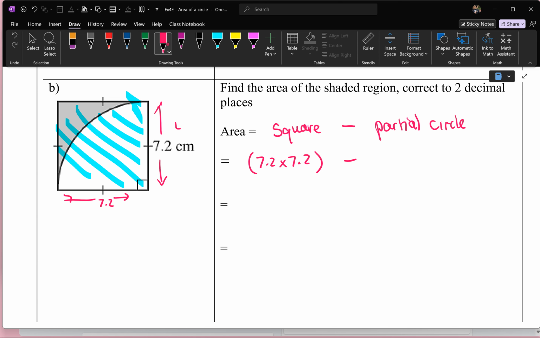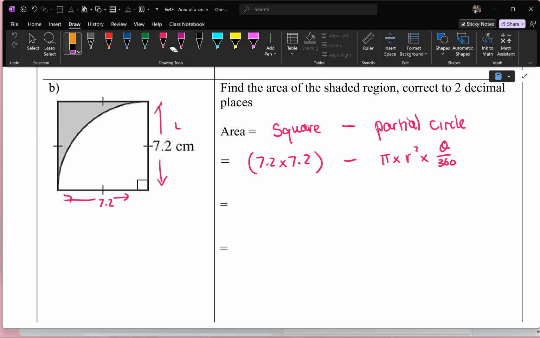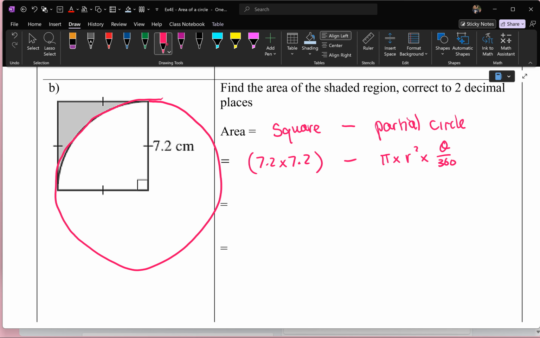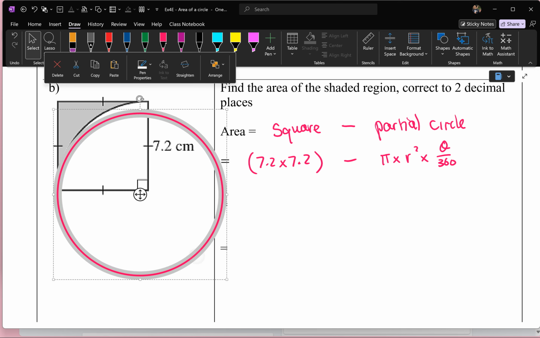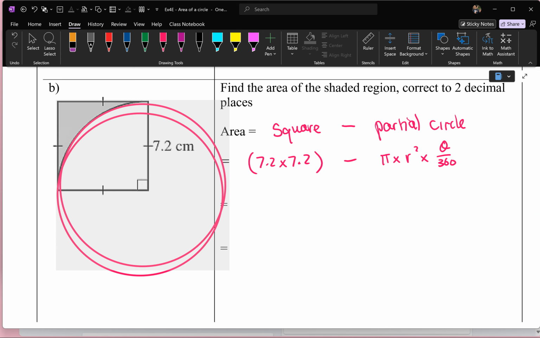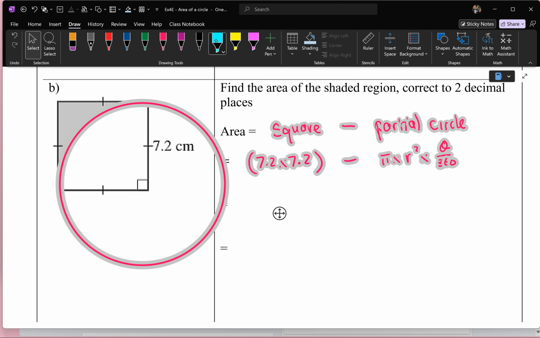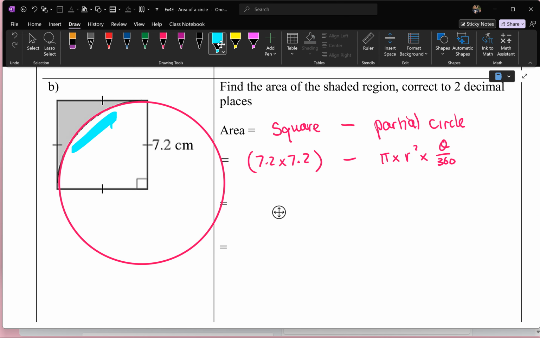So minus, now the formula for a partial circle, we know again, it's pi times radius squared times theta out of 360. Looking at this shape here, I'm going to focus on this partial circle so you can see. If I drew the actual circle, can you see? That's the full circle. That would have been the full circle that you wanted. But the portion that you're actually trying to get rid of is here.